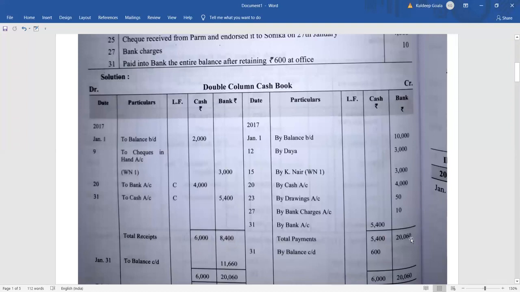20,060 is the total payment, right? Now what will we do? We will do the balancing. In case of cash, first of all. So cash, how much do we have? We can see the total is 6,000, isn't it?